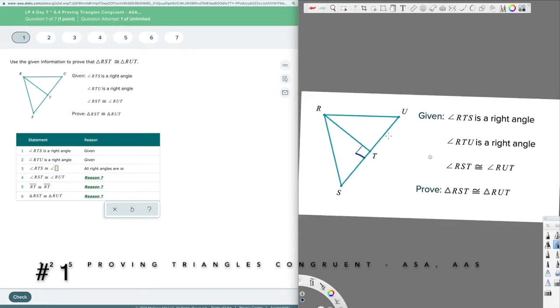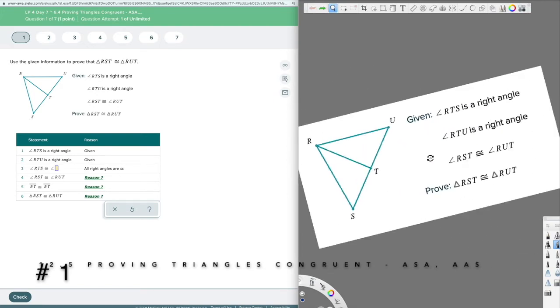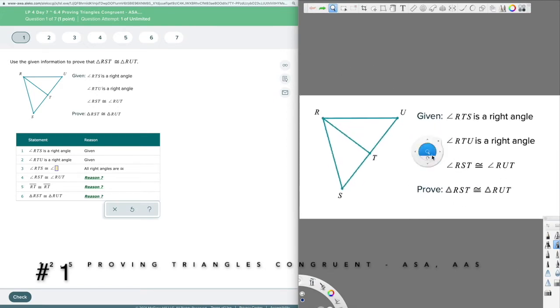We're also given, I tilted the page here. I wanted to tilt the page. I don't know if I can get it flat. Okay, close enough. It's now just tilted the other direction.